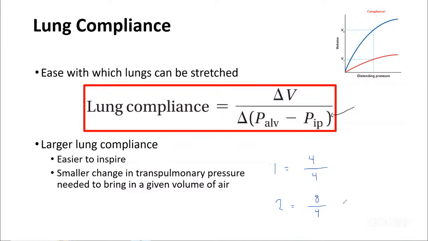Either way, what you want to remember is we want our lungs to be compliant. A highly compliant lung means it expands easily. If it's less compliant, it's going to be hard to pull your lungs open, which is not going to be great when we're thinking about how much air we can get into our body for gas exchange. So large lung compliance is good because we don't need to create a very large transpulmonary pressure in order to pull air in.